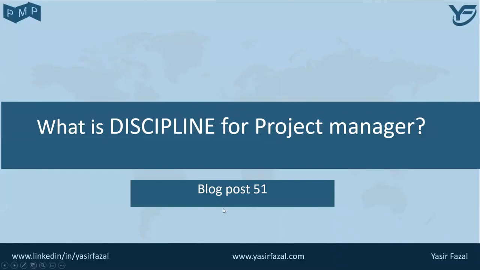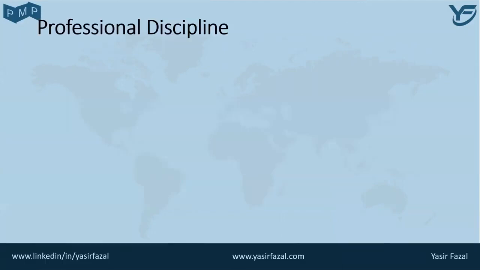And in this blog post, I'm going to discuss what discipline is for the project manager. So let's start with the blog. Basically, there are two types of disciplines that are related to the project manager. First one is professional discipline, and another one is across disciplines. I'm just going to give you a brief overview about the professional discipline and across disciplines.